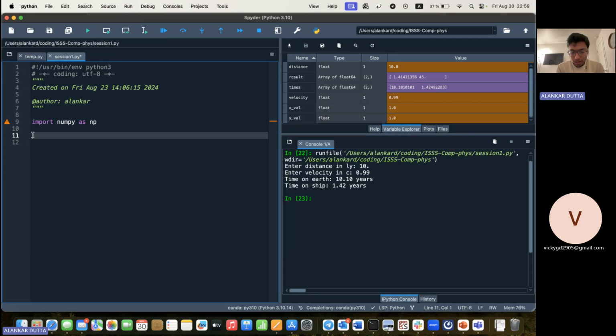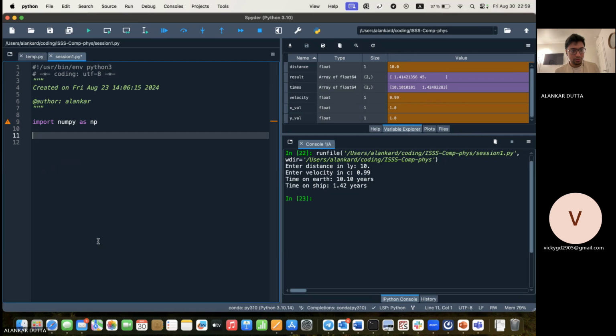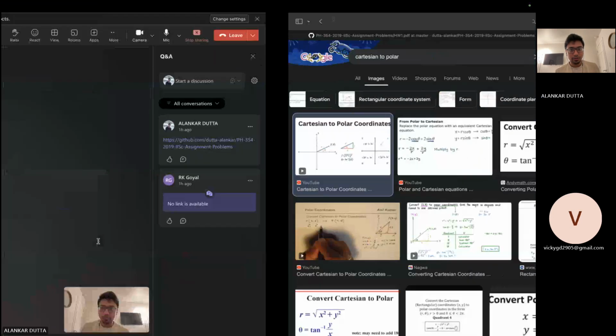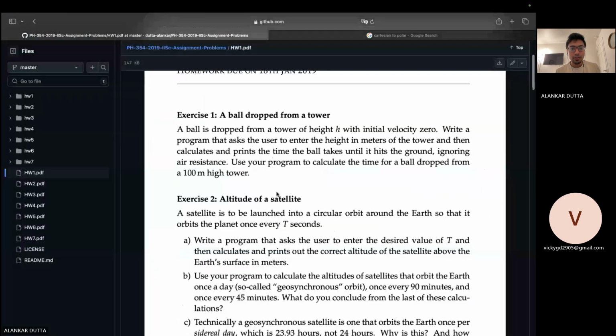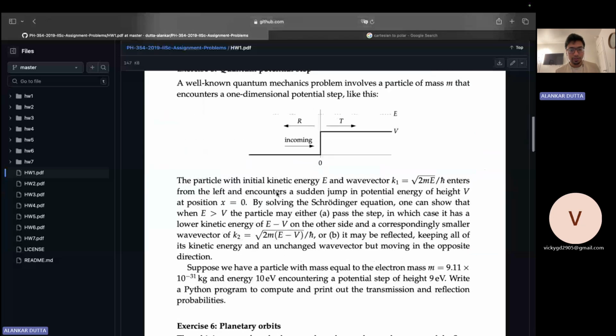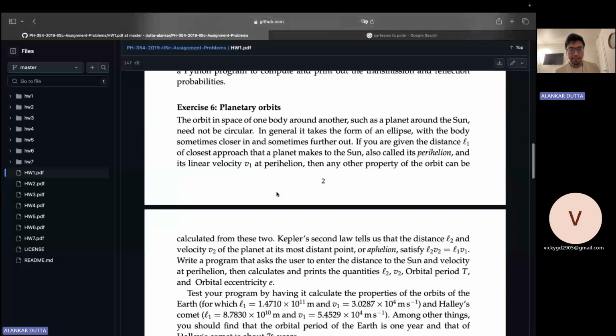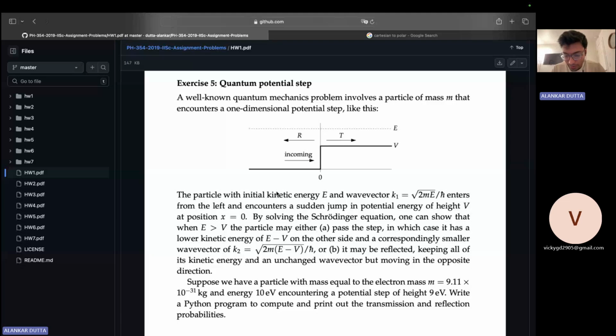It says that a well-known quantum mechanics problem involves a particle of mass m that encounters a one-dimensional potential step like this. So there you can see the figure in here. Let me open up question 5. A well-known quantum mechanics problem involves a particle of mass m that encounters a one-dimensional potential step like this.